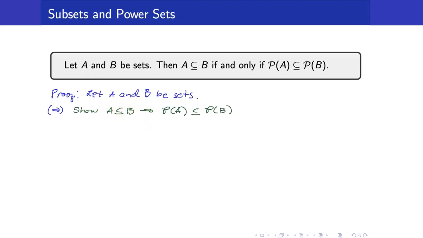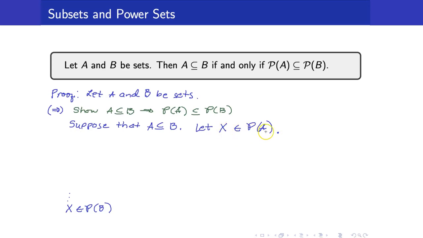Since we are proving an implication, we start with our premise. Suppose that A is a subset of B. We want to show that the power set of A is a subset of the power set of B. How do we show that one set is a subset of another set? We get an arbitrary element here and show that it is an element of the second set. So therefore, how do we start our proof? We let X be an arbitrary element of the power set of A. You want to end up with X is an element of the power set of B, so that from here, we now get that the power set of A is a subset of the power set of B.